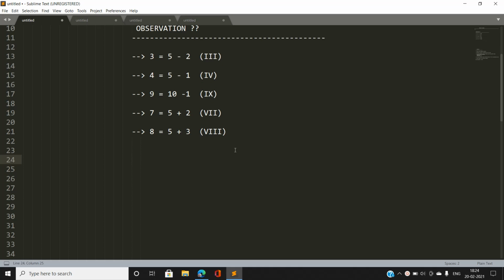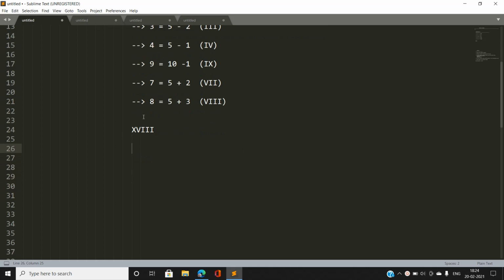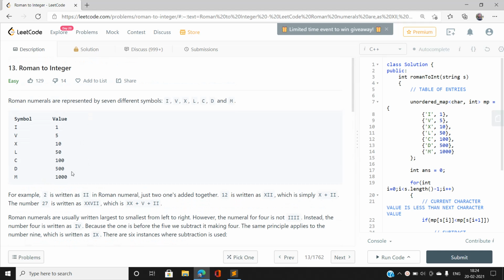Okay, so one thing that is pretty much clear here. Suppose I have been given, let's say, XVIII. So let's say this value is actually 48. Okay, so how am I going to build up this number? Suppose let me write first the table of entries, that will be much clearer. That is I, V, X, L, C, D, M. I'm going to write it here first.